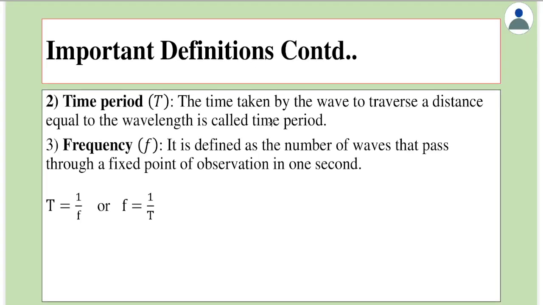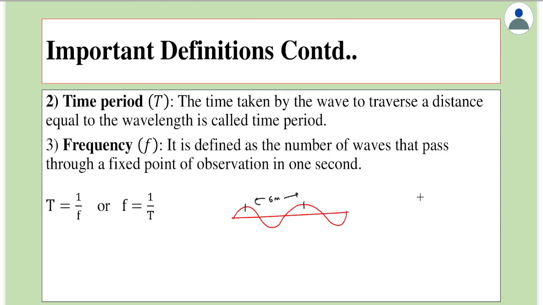The second definition is called time period. Now time period can be defined in many ways. One way, as given here, is the time taken by the wave to traverse a distance equal to the wavelength. That's called the time period. For example, let's take a wave whose wavelength, that is the distance between two successive crests, is 5 meters. A very big wave, it's 5 meters.